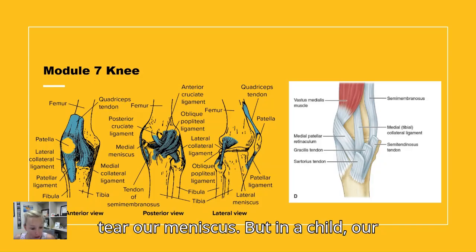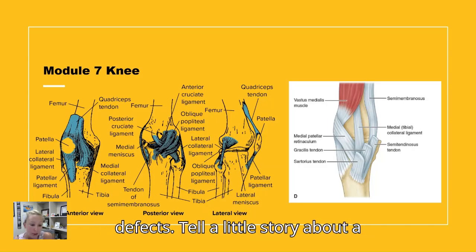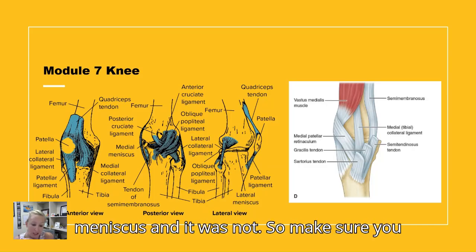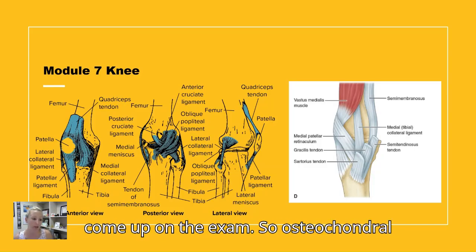But in a child, the cartilage, the ends of our bones, are really soft. We can get osteochondral defects. I tell a little story about a squash player that looked like a medial meniscus, and it was not. So make sure you go back, if you aren't watching my videos, and watch that, because that is going to come up on the exam.